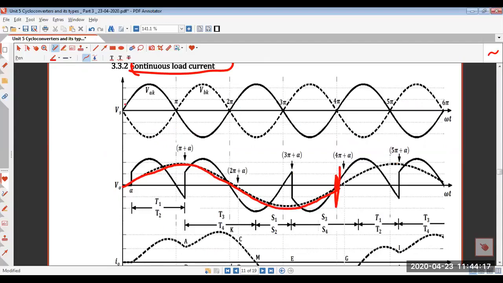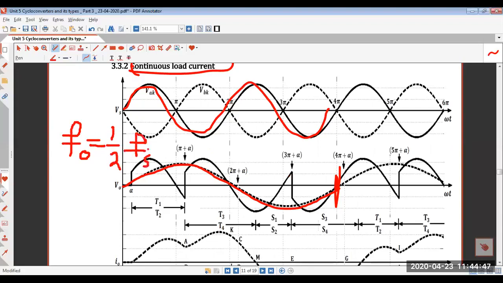To get this complete cycle, you have used 2 cycles of the main supply, right? Now it all depends upon the triggering of SCRs. It all depends upon the triggering of SCRs, right? In this particular case here, F0 is equal to 1 by 2 Fs.